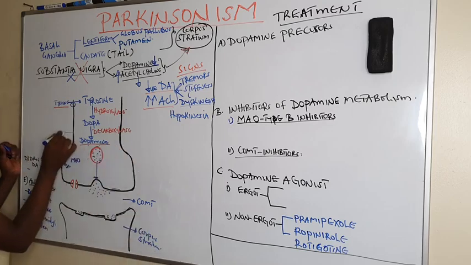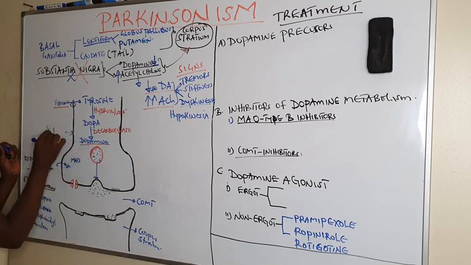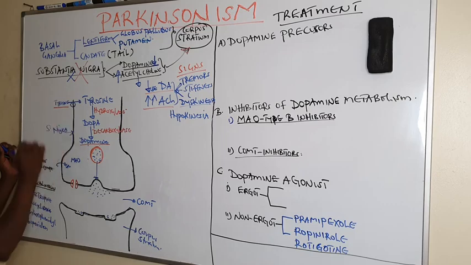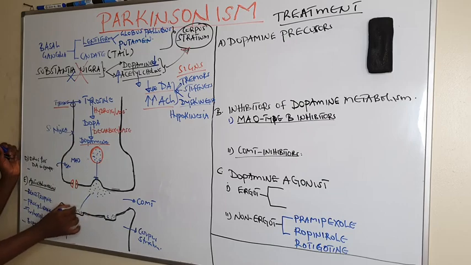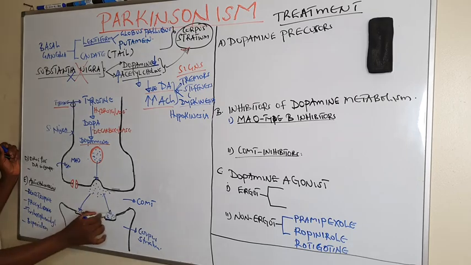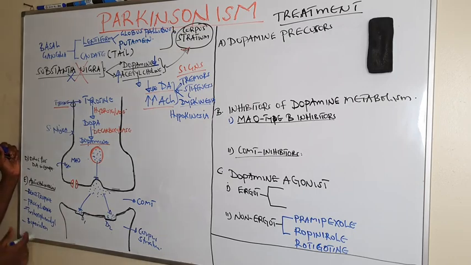Then this one, we said it is a part of the substantia nigra. This is the neuron supplying it. So when it is released, some of it goes and attaches to the dopamine receptors, that is the D1 and D2 receptors, whereby in the CNS we find D1 receptors, then in the periphery we have D2 receptors, that is dopamine 2 receptors. So when it binds on this postsynaptic membrane, it is the one that causes firing of the action potential.